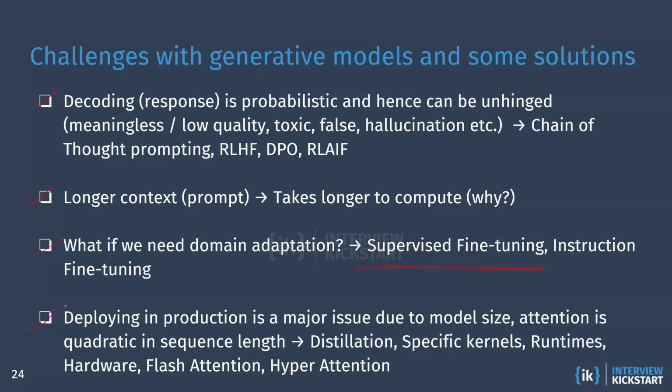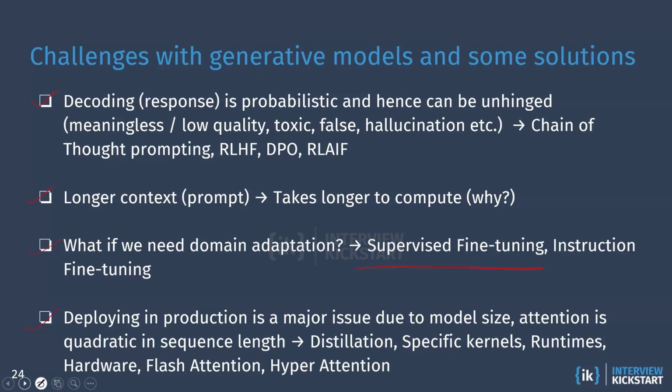You can use specific kernels, or you can create dedicated servers for the model in which only inferencing is happening, nothing else, right? So you need to have runtimes and hardware which can handle those particular models at scale. So everything to do with production deployment is basically what you can do in order to overcome the challenges faced during the deployment of such large language models.